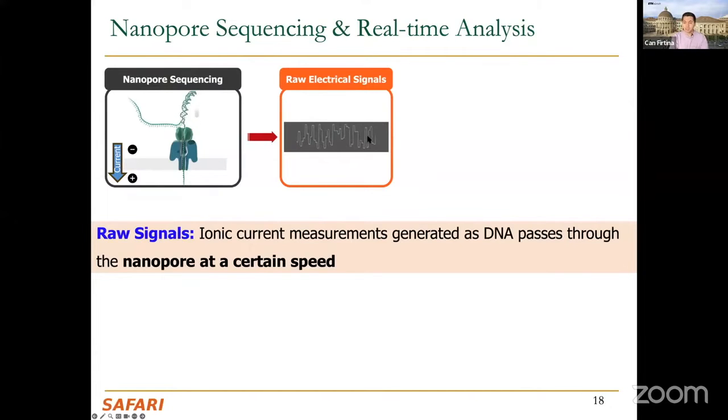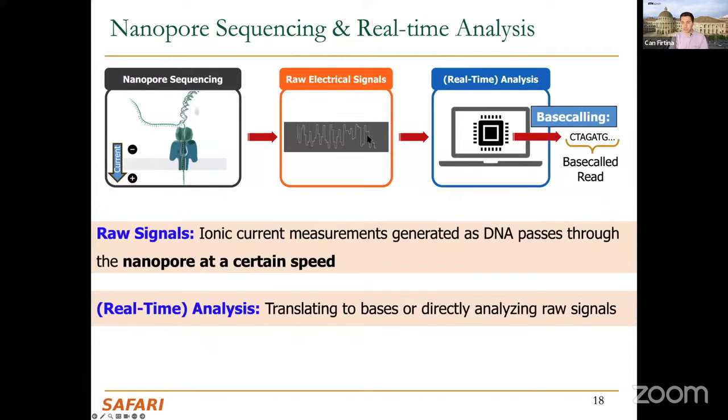So then I guess we can cover the next step in nanopore sequencing, which is essentially understanding this raw electrical signal. As I said, these raw electrical signals are significant enough so that we can understand each base in the DNA.